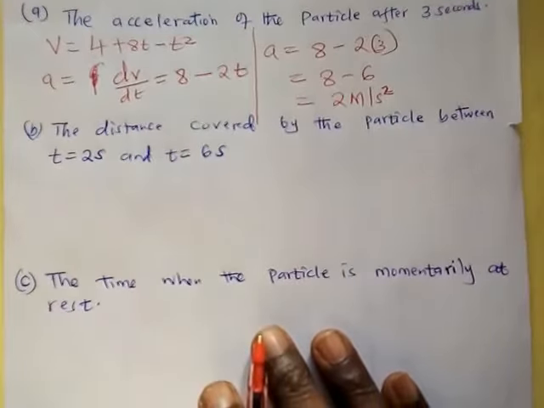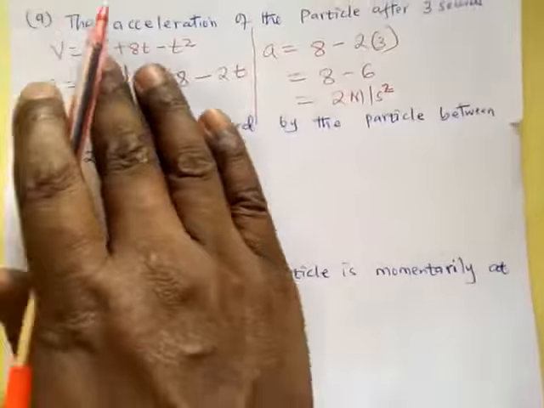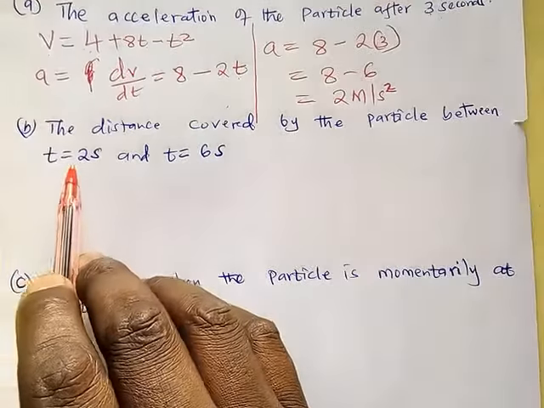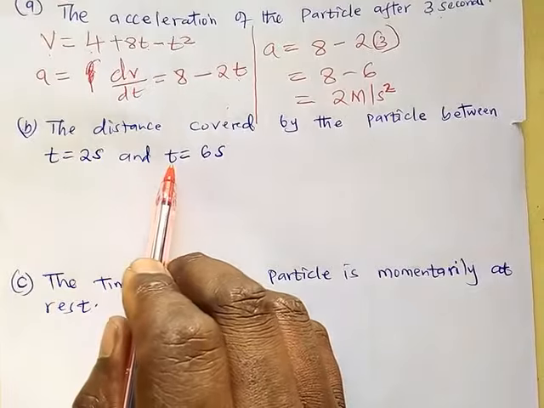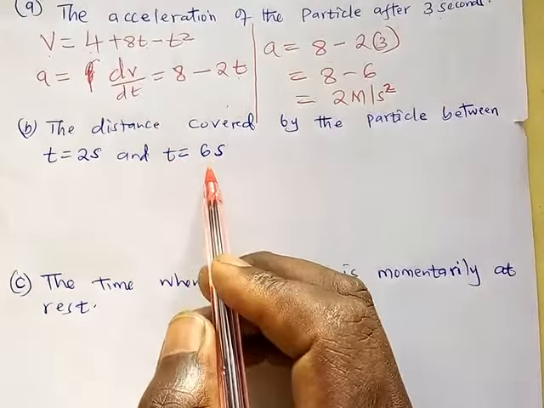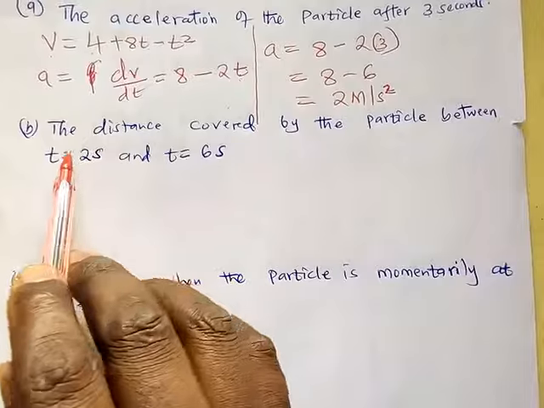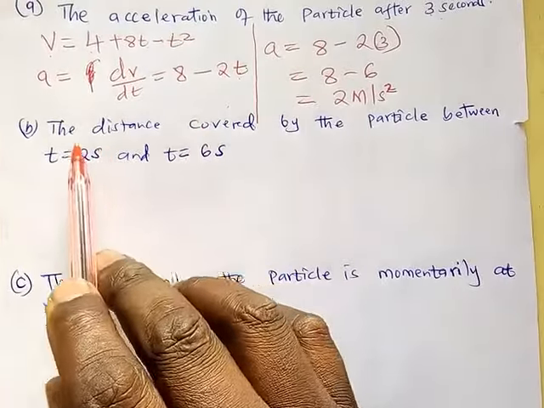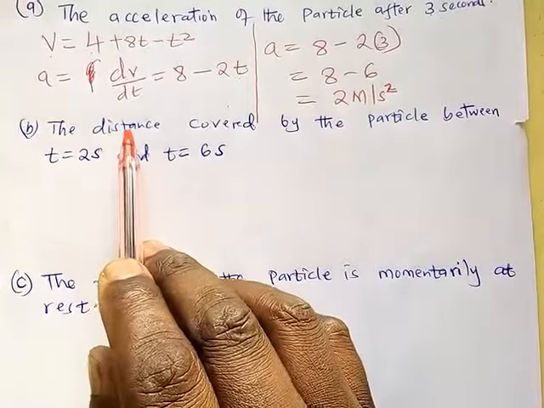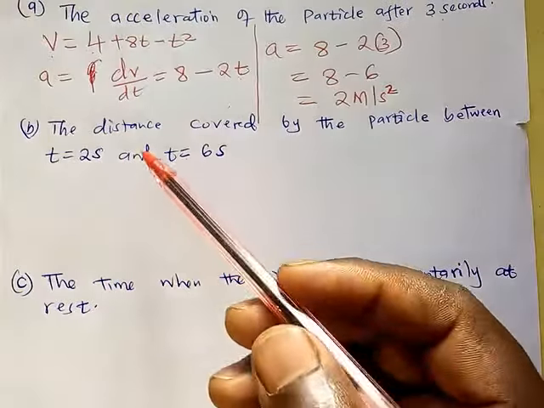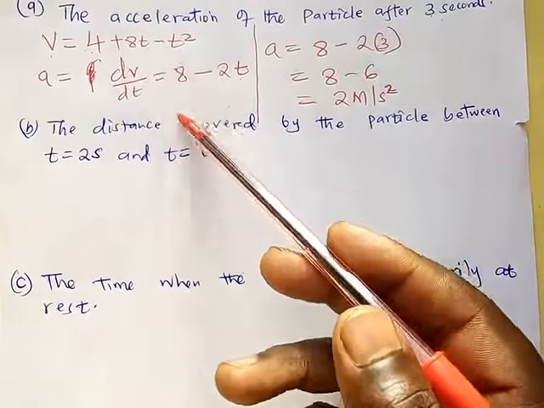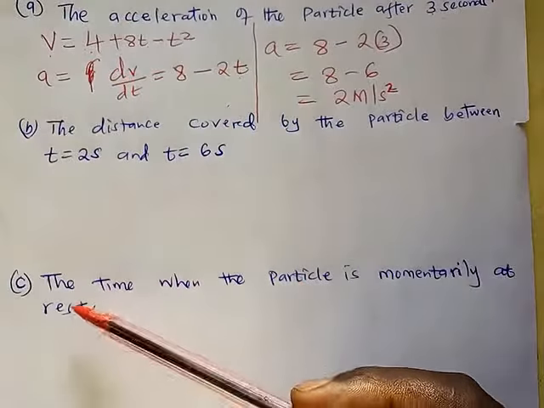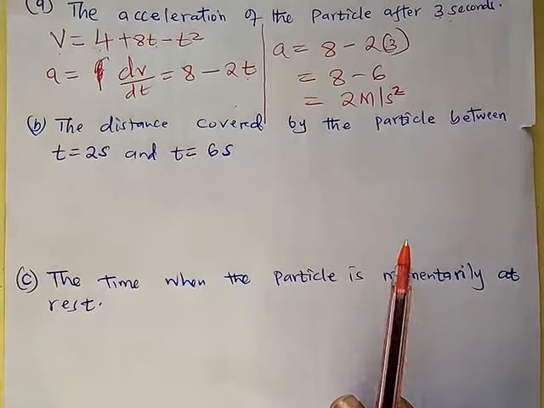B, the distance covered by the particle between time equal to 2 seconds and time equals 6. So these are the limits. So we want the distance. How do you get the distance? Distance is equal to s. So we integrate velocity for us to get, you should know those things, that if I want the distance and I have velocity, what I will do, I will integrate. If I have velocity, I want acceleration, I will differentiate. So those are the things you need to understand.